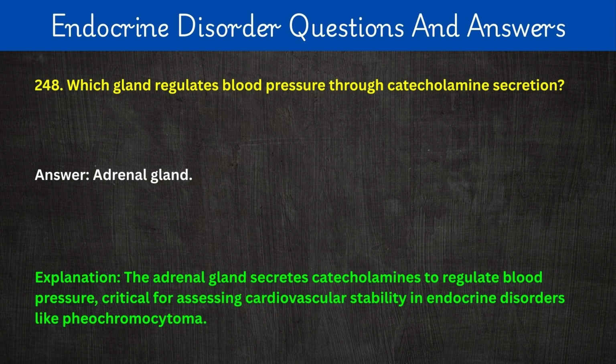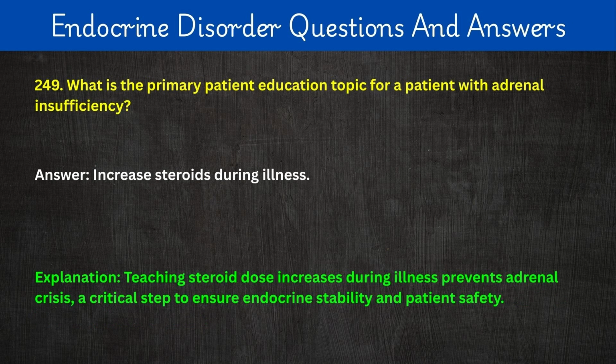248. Which gland regulates blood pressure through catecholamine secretion? Answer: adrenal gland. Explanation: the adrenal gland secretes catecholamines to regulate blood pressure, critical for assessing cardiovascular stability in endocrine disorders like pheochromocytoma. 249. What is the primary patient education topic for a patient with adrenal insufficiency?